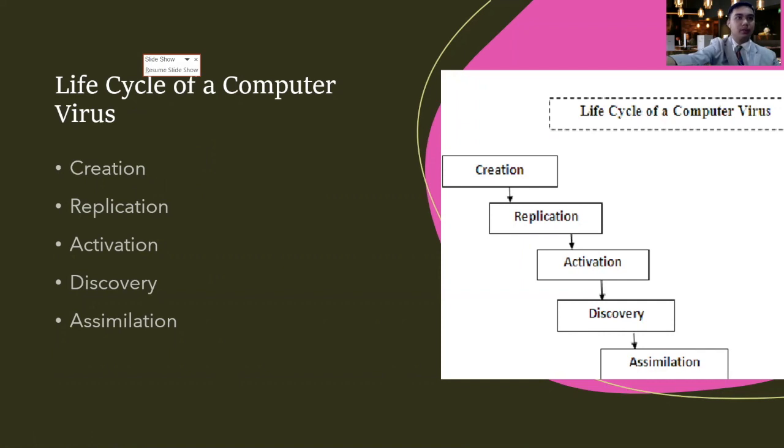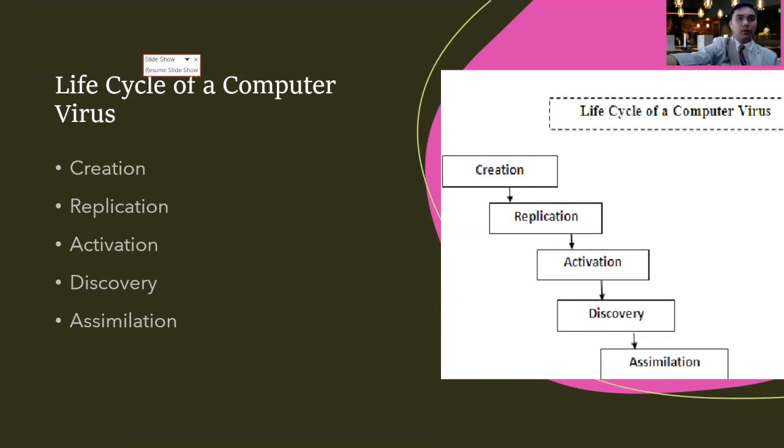Second is replication. It represents the stage when the virus creates new copies of itself. A well-designed virus replicates several times before it is activated. This gives the virus enough time to spread. And then the third is activation. It represents the stage in which the virus is triggered and it starts causing damage to your computer. So it is the first damage to the computer.